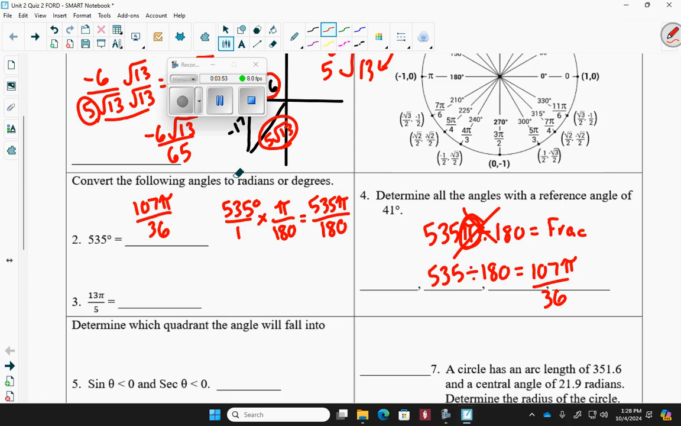All right. Now, when you're going from radians to degrees, you're going to multiply it by the reverse of what you did for degrees to radians. So it's going to be 13 pi over 5 times 180 over pi. So we're going to get rid of these pi's because they're going to cancel out. So basically it turns into 13 times 180, whatever that is, divided by 5, and your answer is 468 degrees.